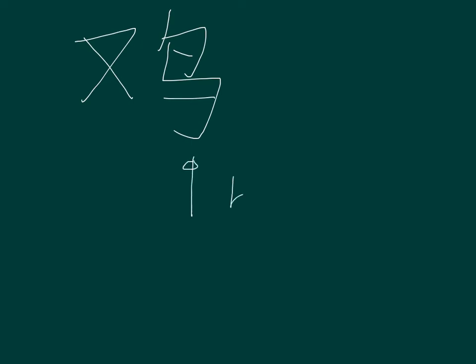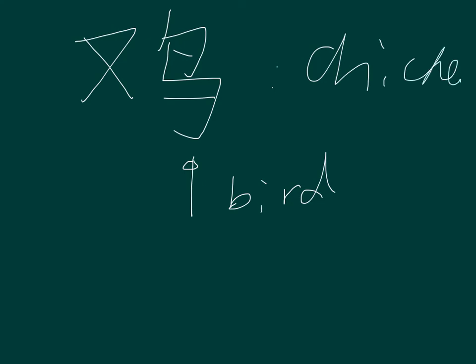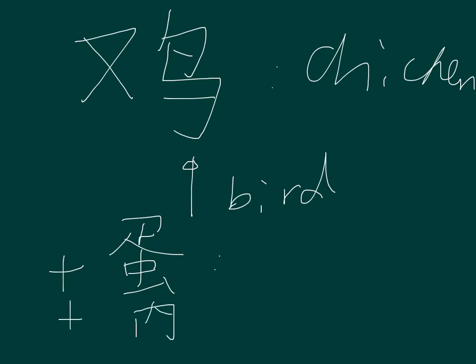Use the same way if you say 鸡. We learned this right side before, which means bird, in the pet section. This whole character means chicken. So chicken plus 蛋 means chicken egg. If it is plus the meat, that means chicken meat.